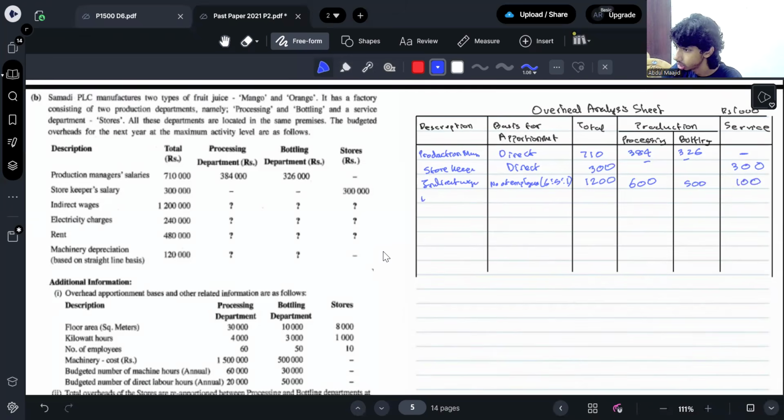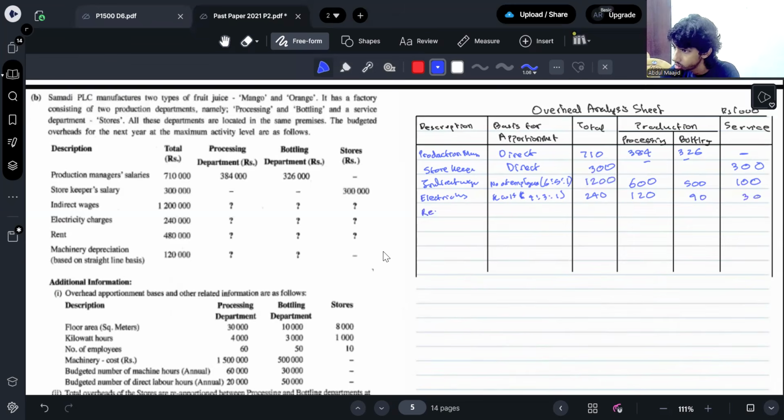Then electricity charge. Electricity charge you have to divide based on the kilowatt hours, 4:3:1. 240, the total ratio 8. 240 divided by 8 into 4, 120, 90, and 30. Then rent.